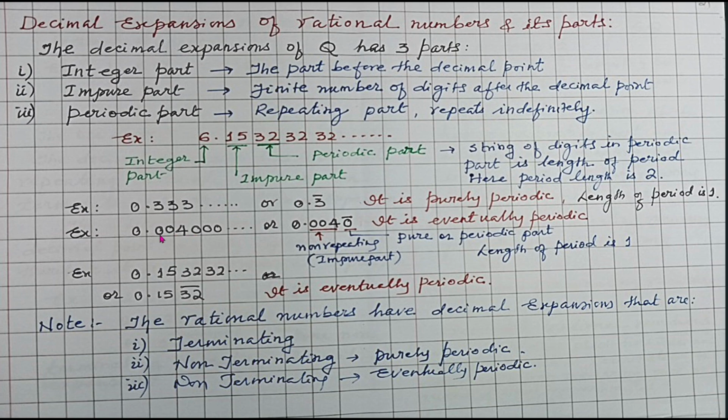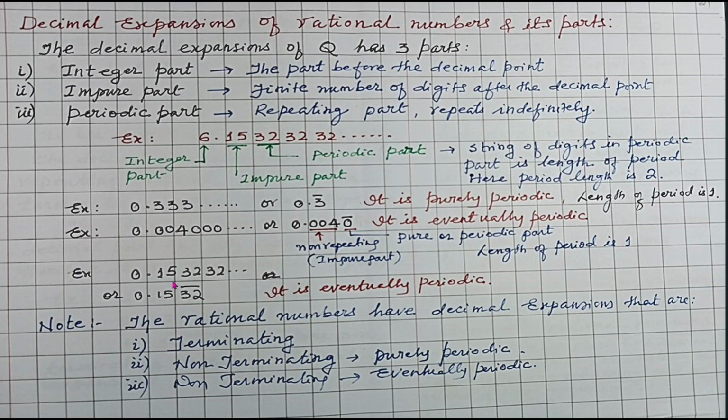Now let us take this example, 0.00430. Now observe here very carefully, 004 is non-repeating, 3 is repeating. Therefore we have the non-repeating part, which is called the impure part, and the repeating part, which is the periodic part, and the length of the period is 1. Again, that also represents a rational number.